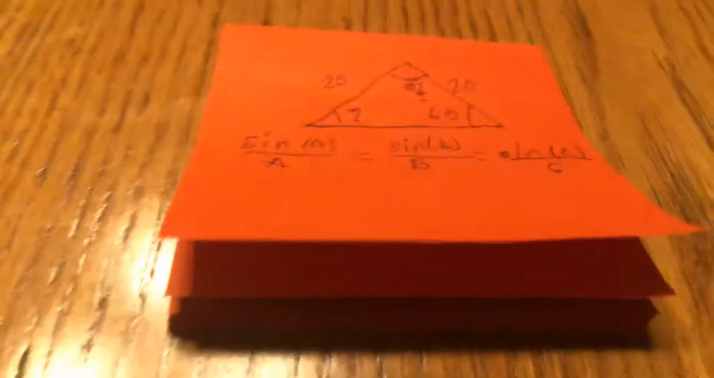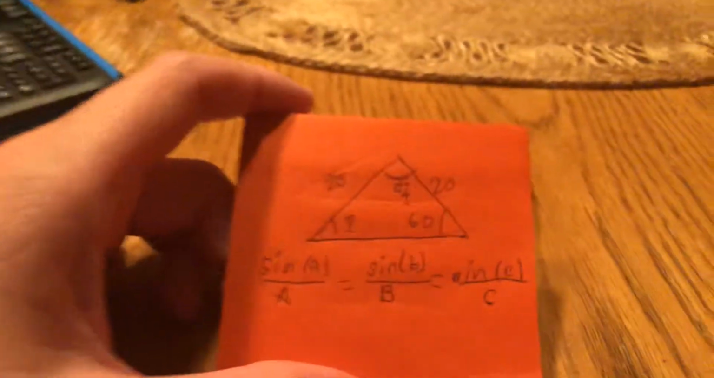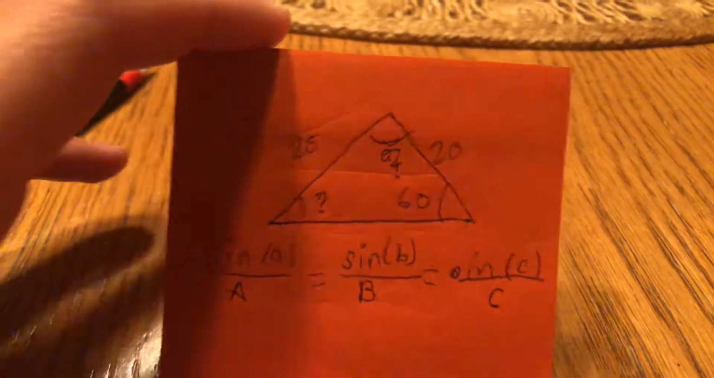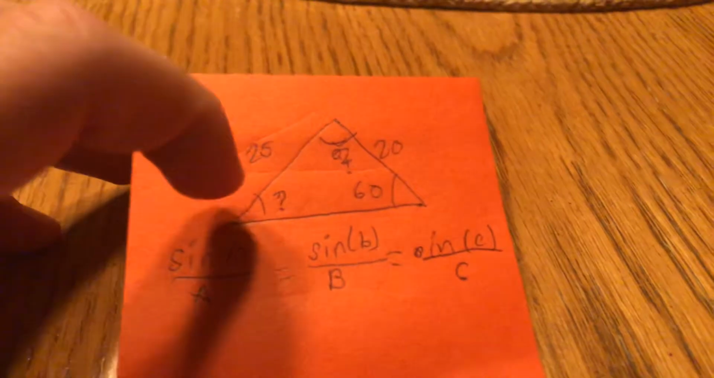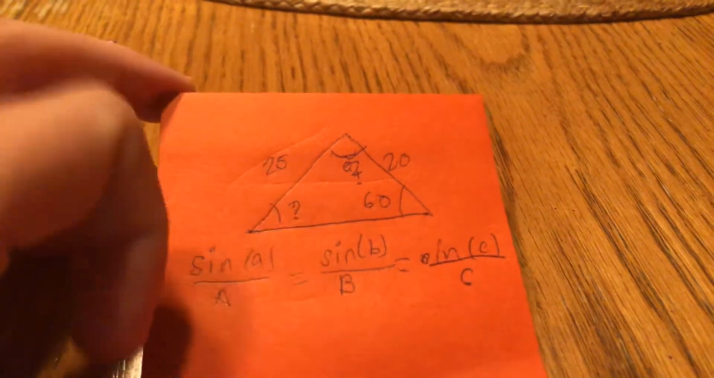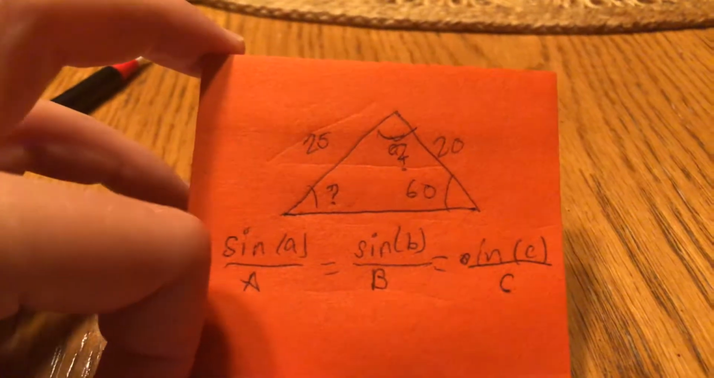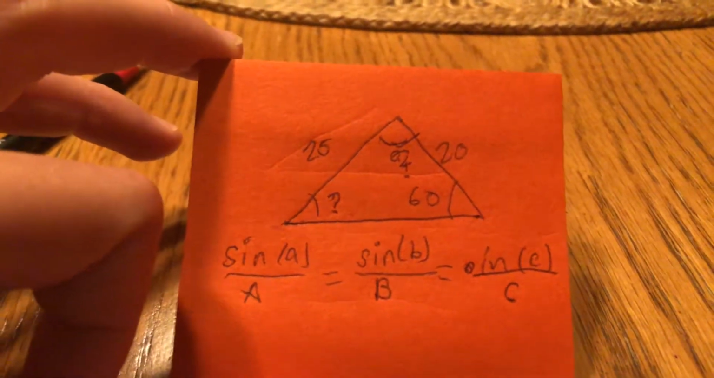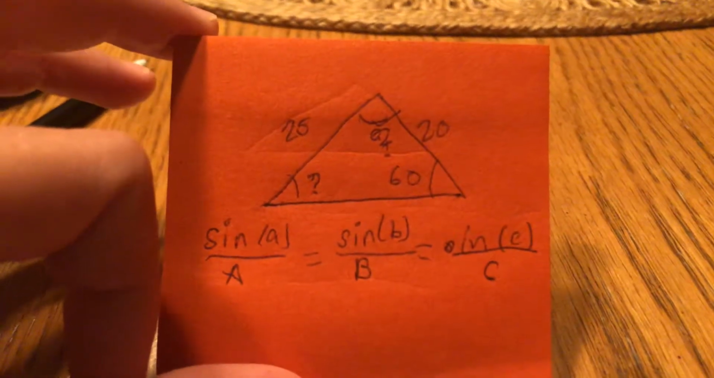Now, of course, you will need to use common sense while using this law because there will be two solutions to some of these, but I won't get into that. We're just going to touch on the basics, and we're going to try to complete this problem by finding this angle and then this angle using the law of sines, and then just the basic theorem that the angles of a triangle add up to 180.